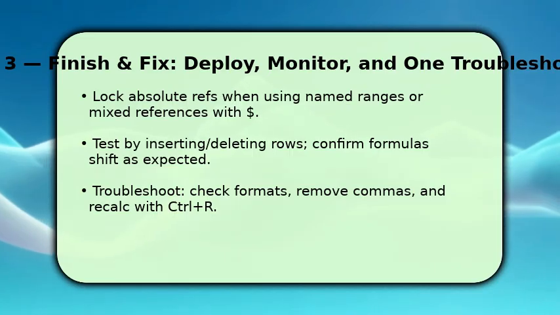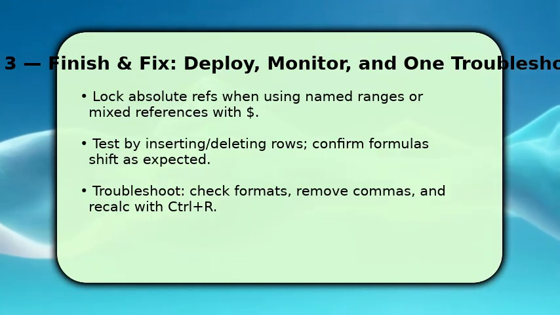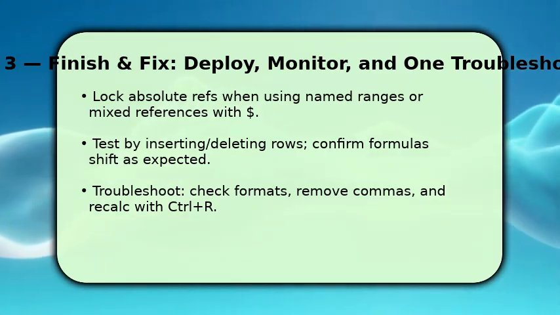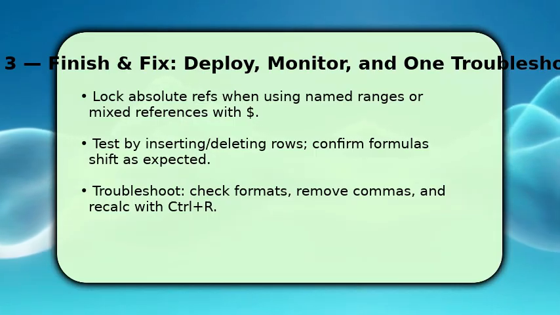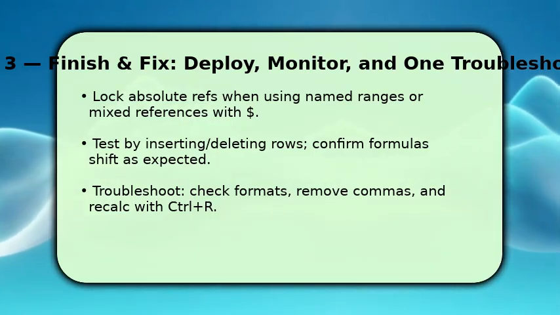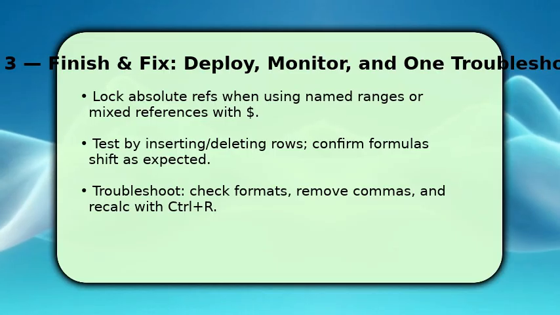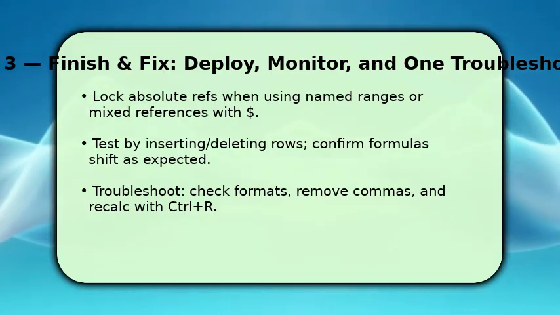If numbers look wrong, inspect cell formats, remove thousand separators or stray text, and force recalculation by editing a cell or pressing Ctrl+R. If errors persist, trace precedents or temporarily copy formulas as values to isolate the issue.